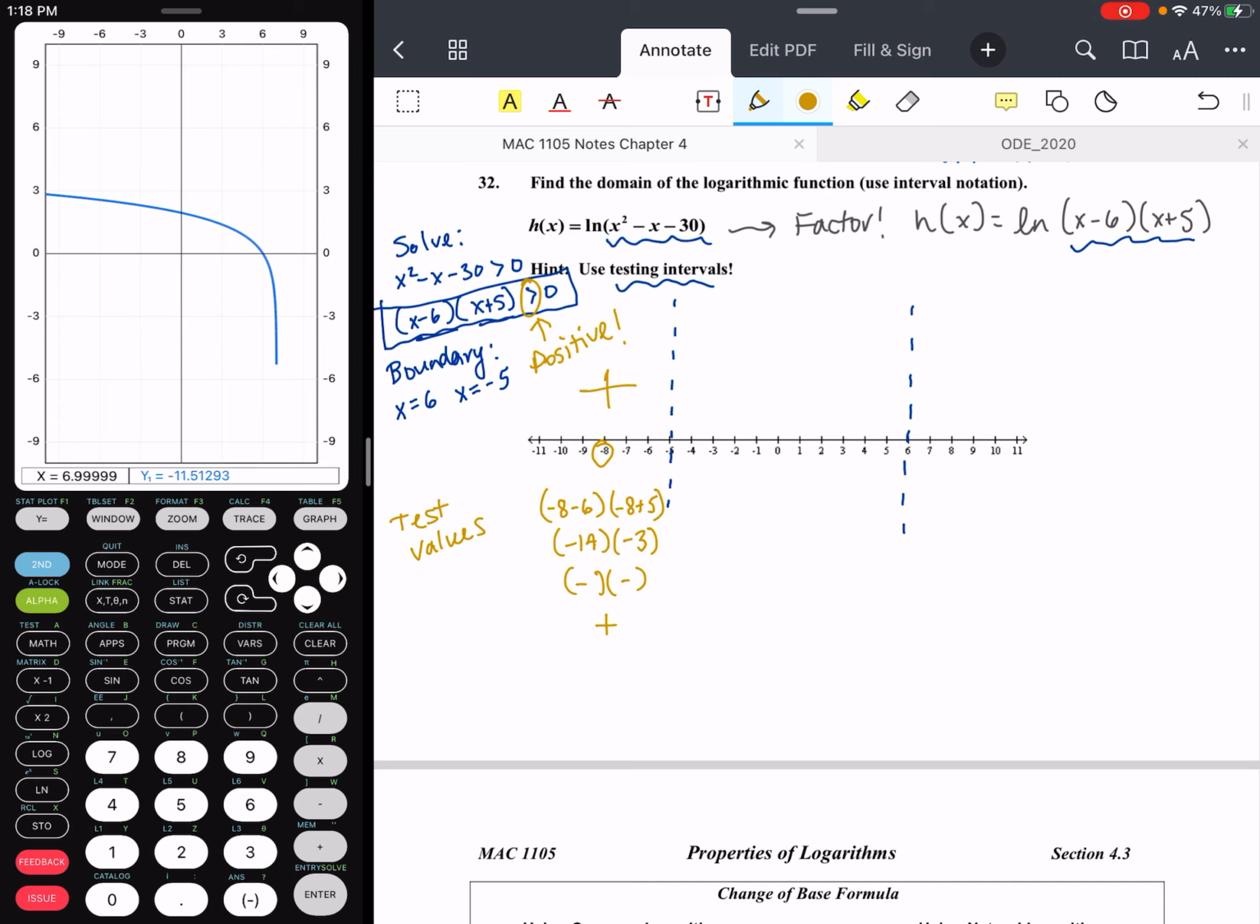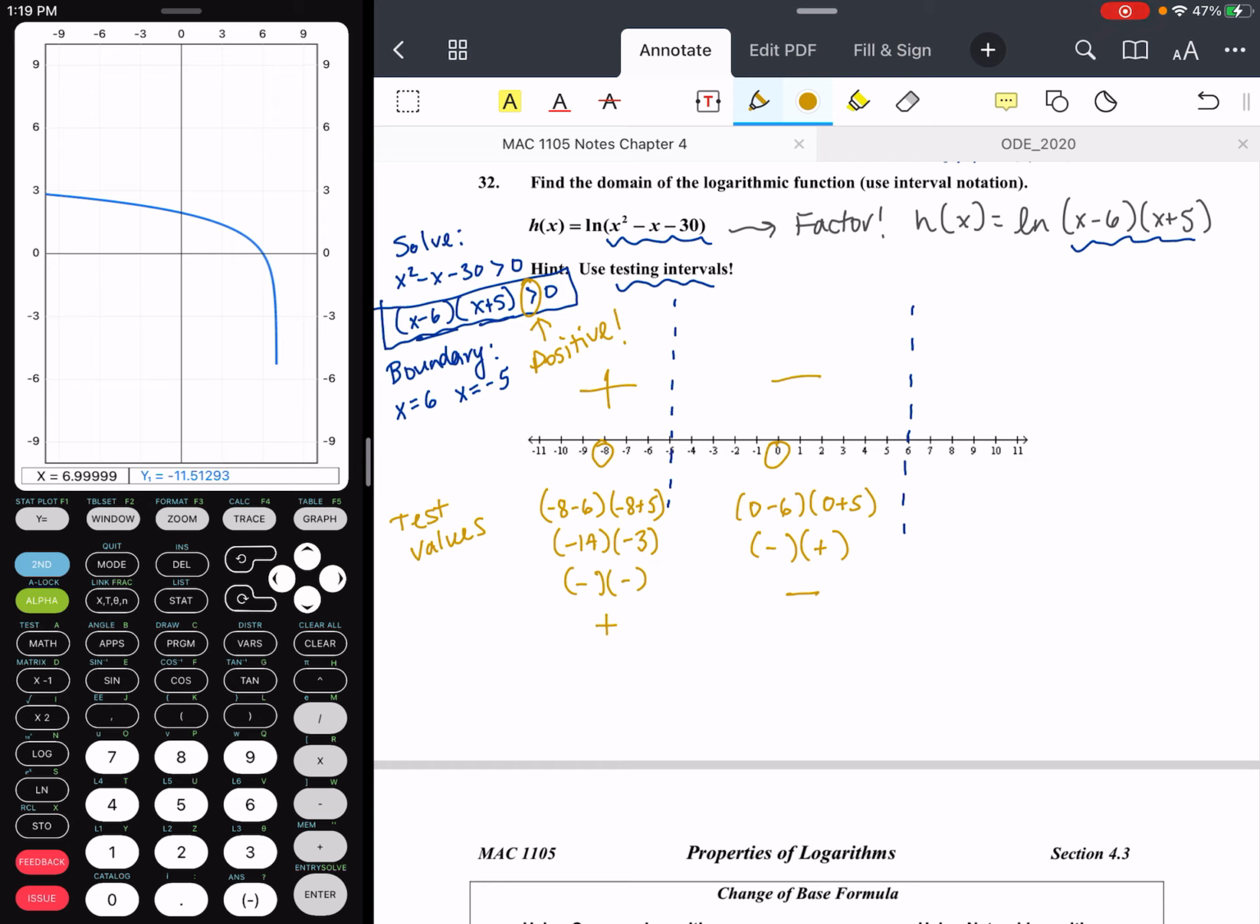So I'm putting a big plus sign in that interval. In the middle interval, 0 is always pretty easy to work with. So 0 minus 6 times 0 plus 5. 0 minus 6 gives me negative 6, but I just care about the negative sign. 0 plus 5 is positive 5, but I just care about the positive. Negative times positive multiplies to something negative. So I'm putting a big old negative sign in the middle.